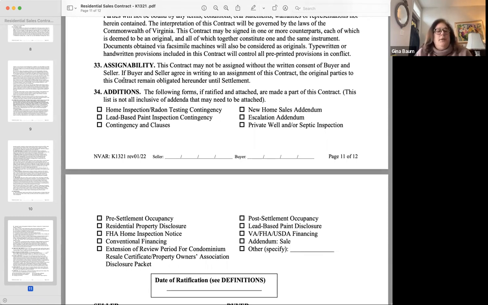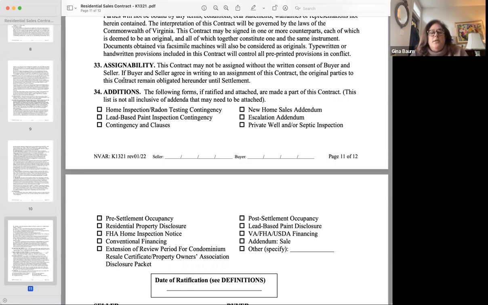Home inspection, lead-based paint, contingency and clauses, pre-settlement occupancy, residential property disclosure, FHA home inspection notice, conventional financing. Here is the extension review period for condominium resale certificate or property owners association disclosure packets. Okay, so there is a separate addendum that you can use if your client thinks that they need 7 days rather than only 3 days to review the condo association docs and the HOA docs.